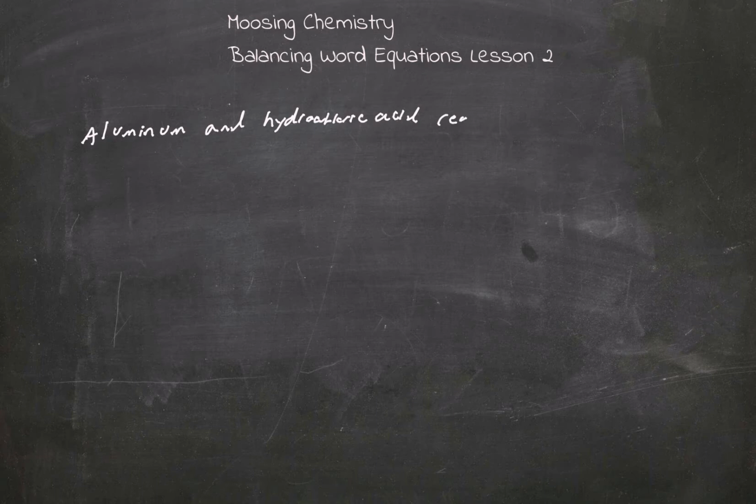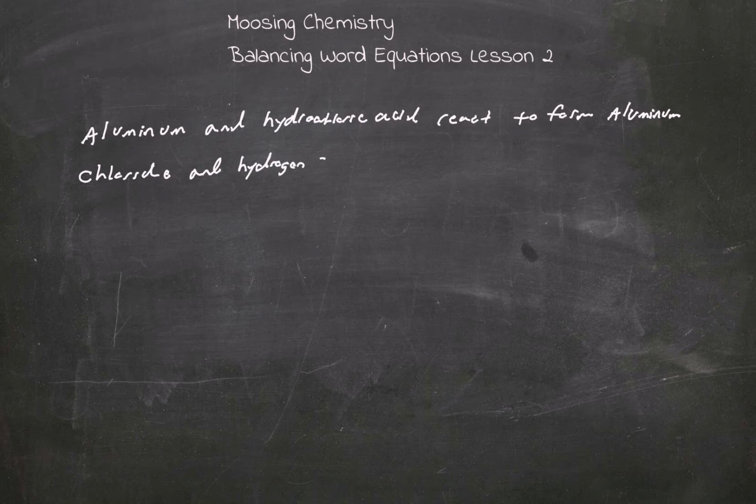React to form potassium chloride. Whoops. Sorry, to form aluminum chloride. I was looking at another problem at the same time. And that kind of happens when you're doing all these videos. So we'll forget that one for now. And hydrogen gas. Okay. So let's go ahead and write the formula.